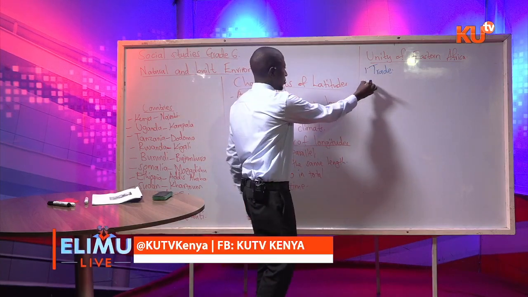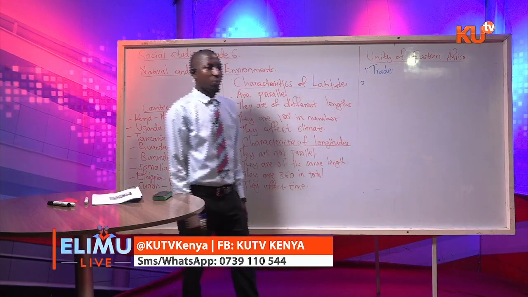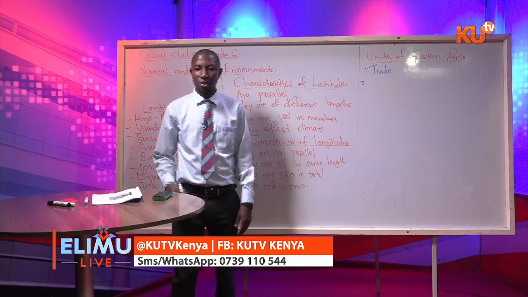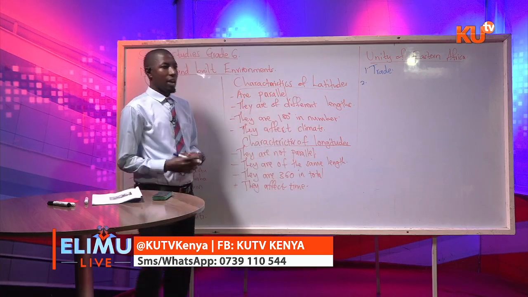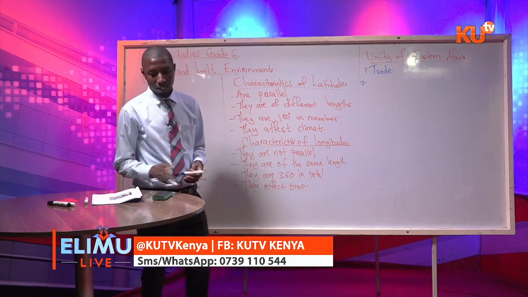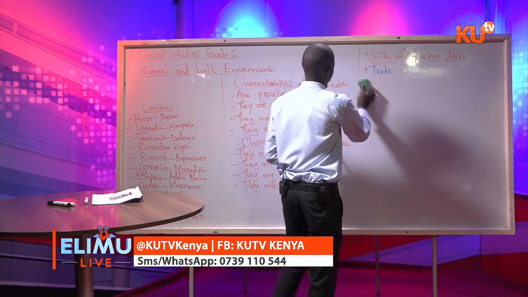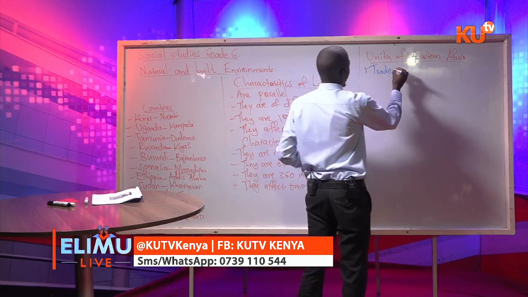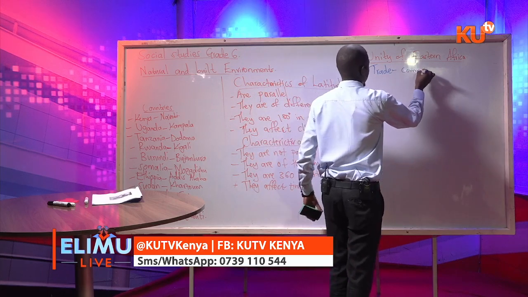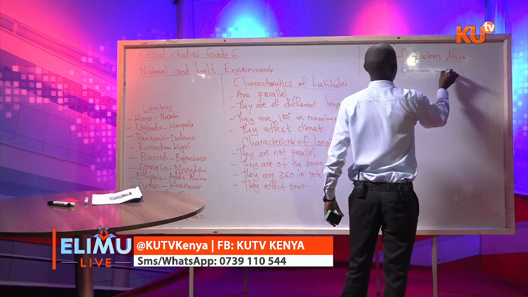On the second way, so how trade? By having a common market. Those are some of the things that we can do before I go even to point two. A common market.